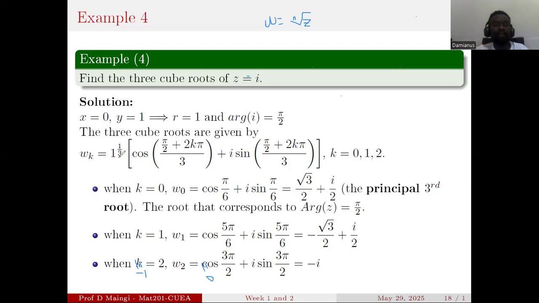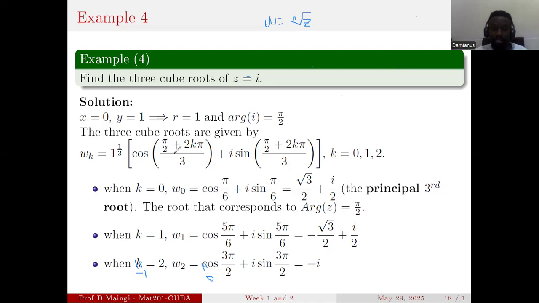And then now we have w_k will be cos of (pi over 2 plus 2 pi k over 3) plus i sine of (pi over 2 plus 2 pi k over 3). Now our k should be 3 numbers, okay? Because we are looking at 3 cube roots. So they can be 0, 1, 2, or 1, 2, 3, or minus 1, 0, 1, and so on. Remember, k is an integer, okay? Why is k an integer? Because k is the idea of periodicity. Periodicity means you start from 0, you go to 1, 2, 3, or you go minus 1, minus 2, and so on.